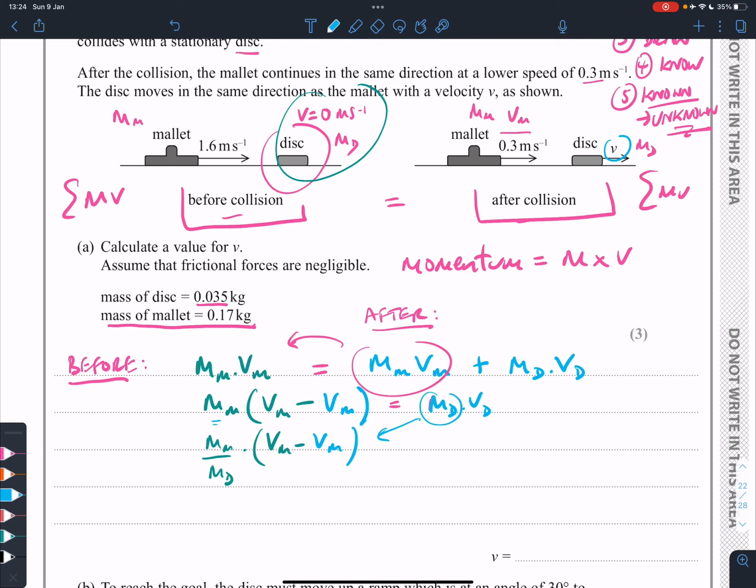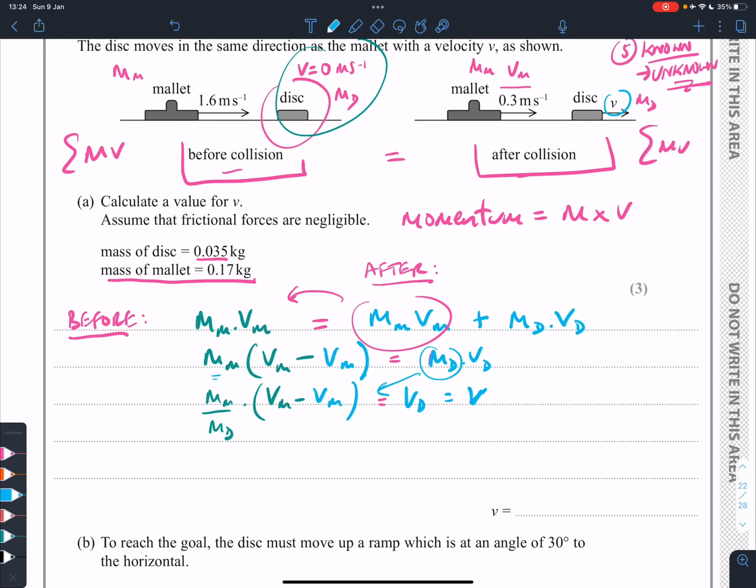I don't want lots of labels. I could say the velocity first, before, and all that sort of stuff, but it'd be too much, is equal to the velocity of the disk, which is equal to this thing, which is equal to v. That's what they're calling it. So let's slap in the numbers.